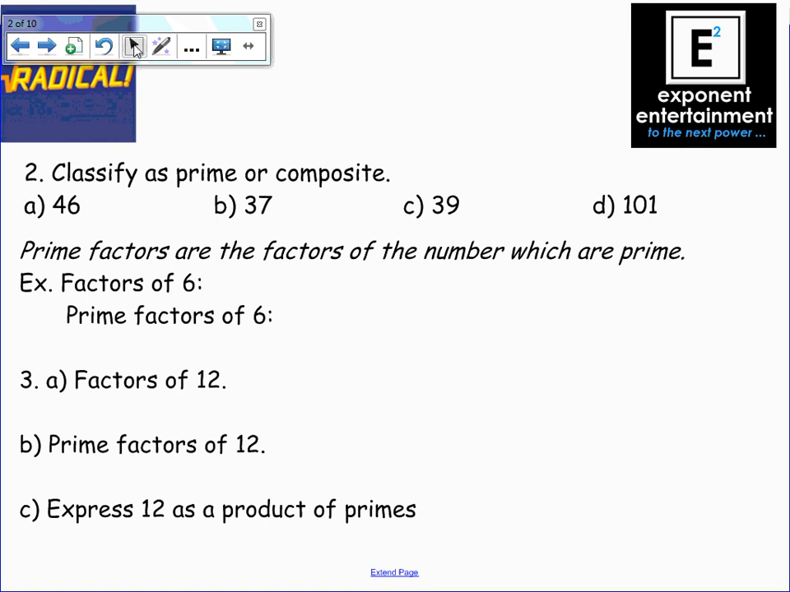Yeah, that's cool. Is 39 prime? Composite. What divides into it? 3. All right, let me show you a cool trick. Let's see if things are divisible by 3.